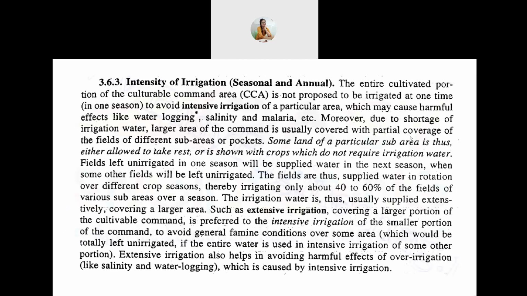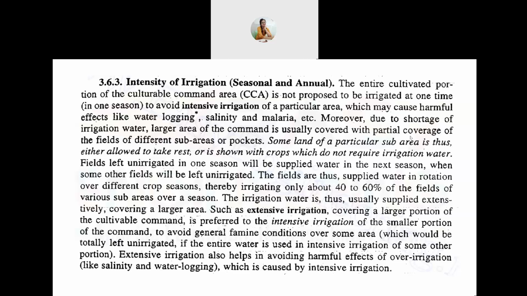Next, intensity of irrigation. The entire cultivated portion of the cultivable command area, which is CCA, is not proposed to be irrigated at one time or in one season, to avoid intensive irrigation of a particular area, which may cause harmful effects like waterlogging, salinity, and malaria, etc. Moreover, due to shortage of irrigation water, a larger area of the command is usually covered with partial coverage of the fields of different sub-areas or pockets.